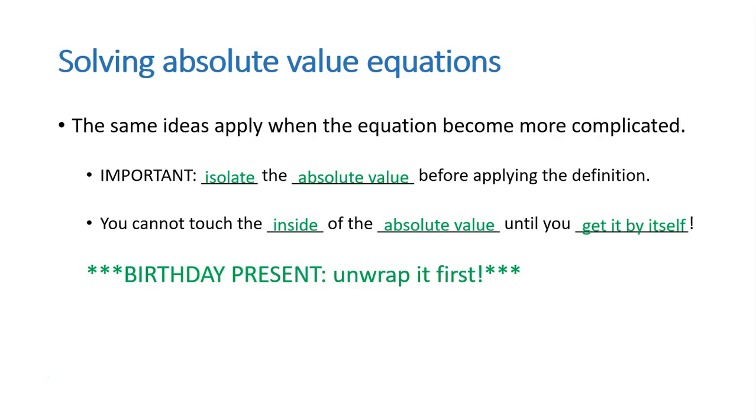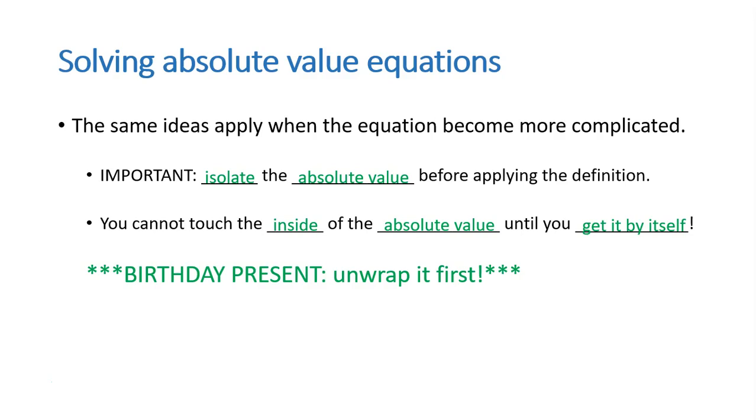It's wrapped up in a box. Well, the box is the bars around the absolute value. So it's in the box. You can't get into it until you open the box. But you can't even get to the box until you peel off the wrapping paper. So the wrapping paper is all the stuff that's on the outside of the absolute value. If there's anything multiplied, divided, added, or subtracted outside of the absolute value, that represents the wrapping paper.